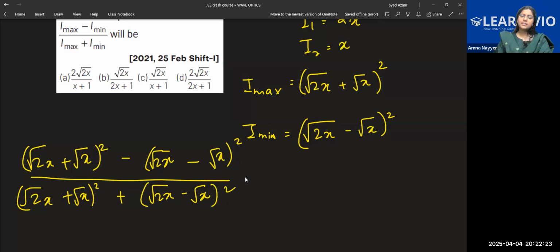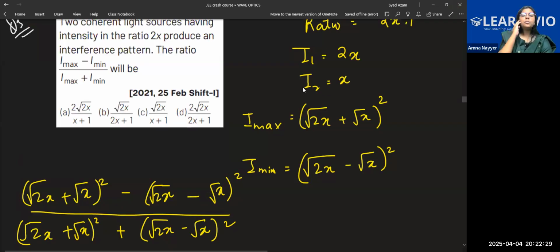Solve it, see which answer you're getting, which option. Write it. Let me know the option out of A, B, C, D. Then we'll do the theoretical part.